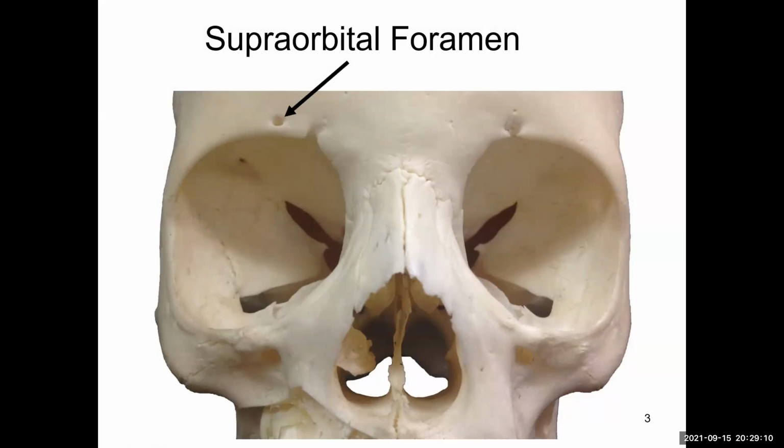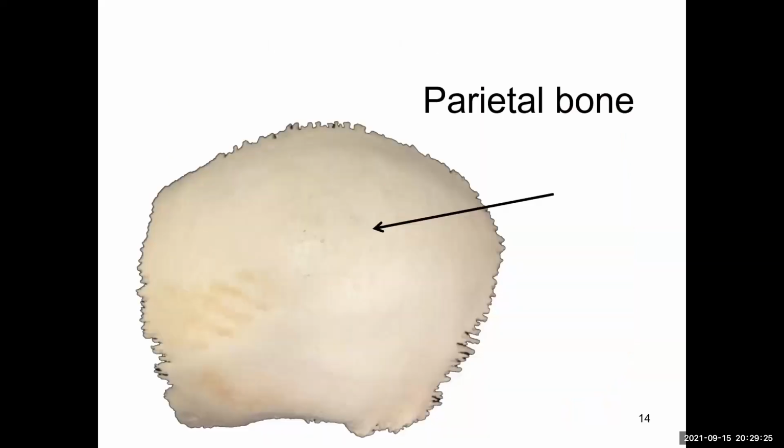A foramen is a rounded passageway or hole in the bone. And in these notches and in these foramina, we're going to have blood vessels or nerves moving through. All right, that's the supraorbital foramen.